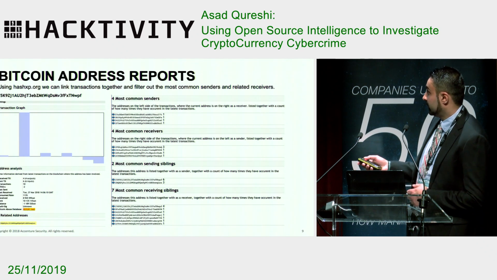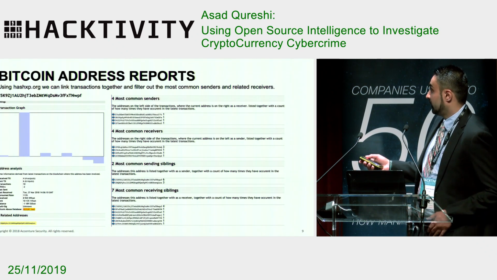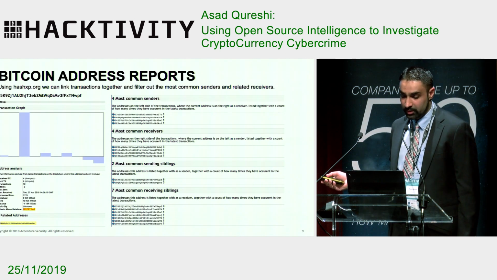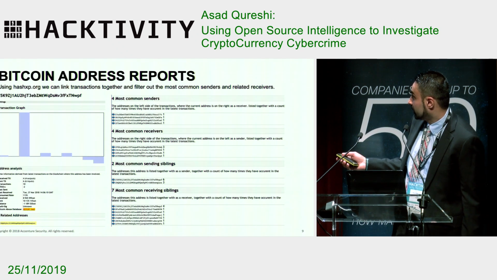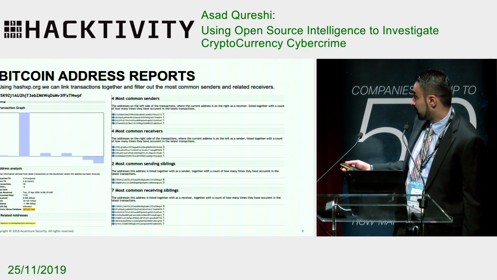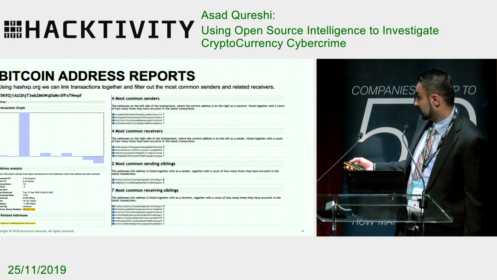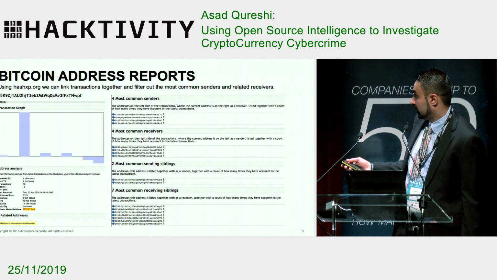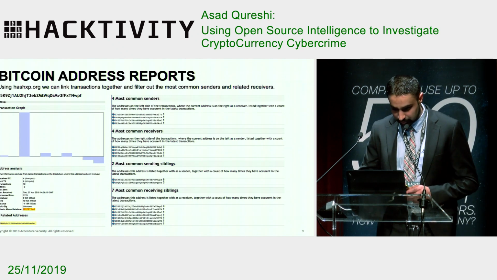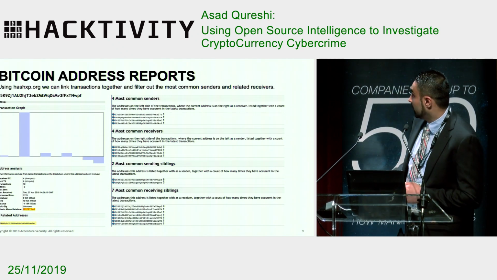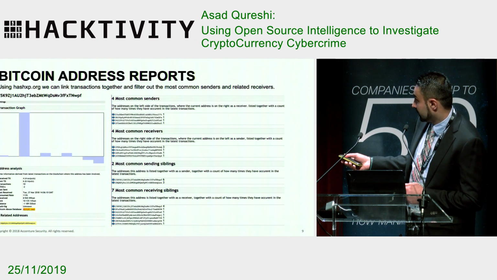Okay, so hashxp.org. Using that service, we can actually link transactions together and filter out the most common senders and the related receivers. So we see the four most common senders and 4 most common receivers and the 2 most common sending siblings and the 7 most common receiving siblings. So using hashxp, we can find out more about the related transactions. So the address we are checking is actually here, as you can see.